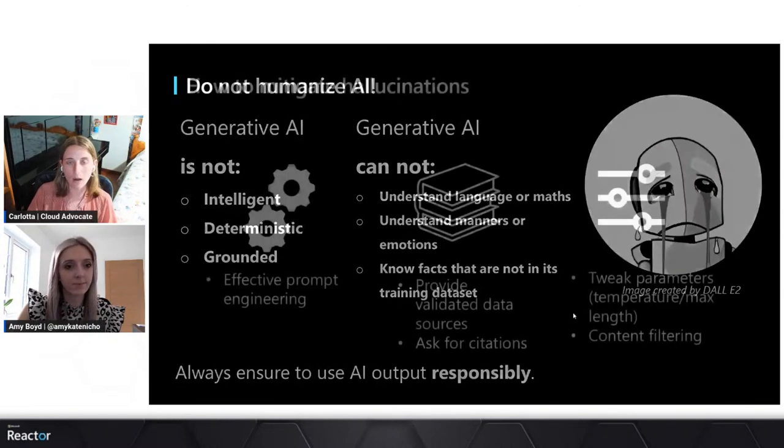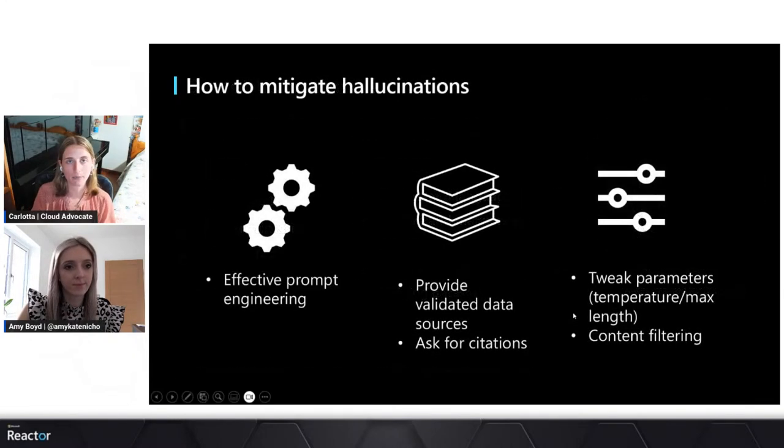And what does it mean? How can we mitigate these hallucinations or these unexpected behaviors from the model? With effective prompt engineering. As I've shown you in the demo, by designing the kind of output we would like and giving accurate instructions to the model.